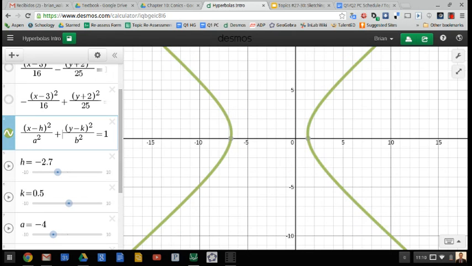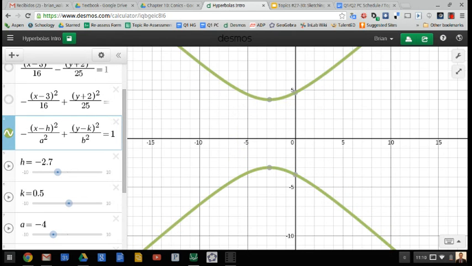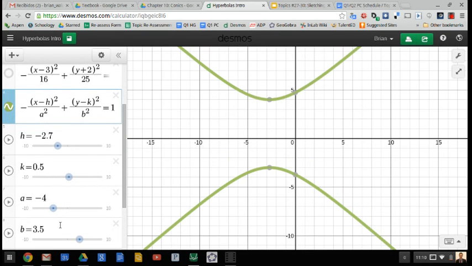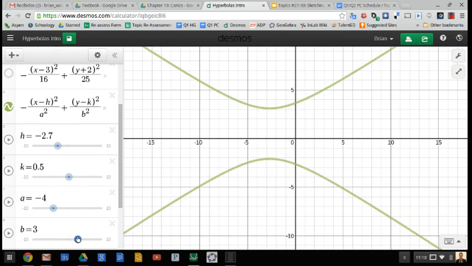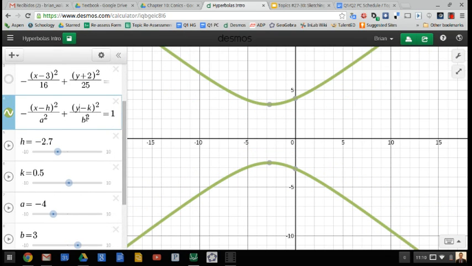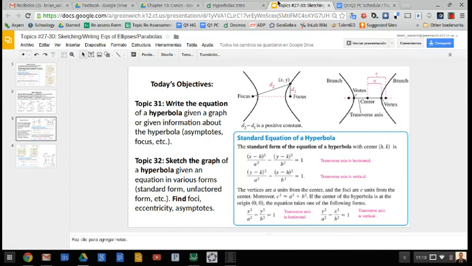But if I were to switch it and make this positive and make this negative, now the b value is what's going to dictate how far away from the center it is. And you can see that because it's underneath the y, and this is opening up the y-axis. And so it's pretty consistent there.